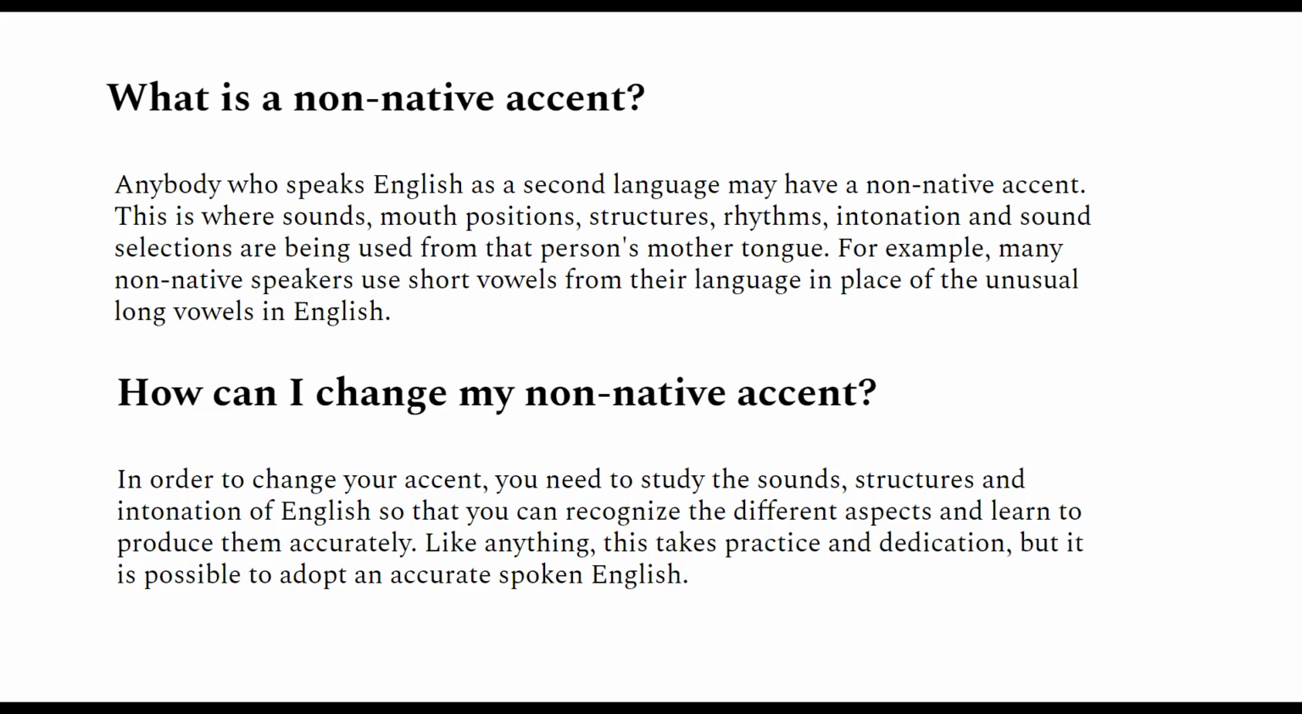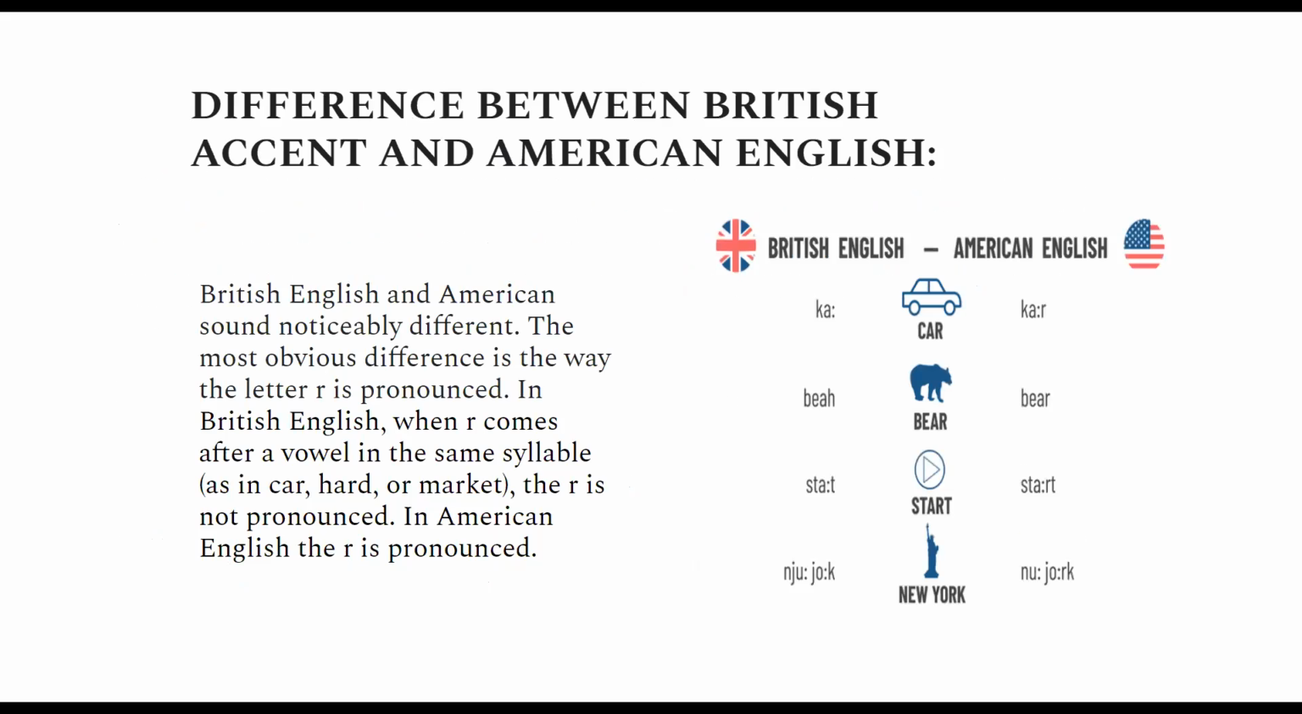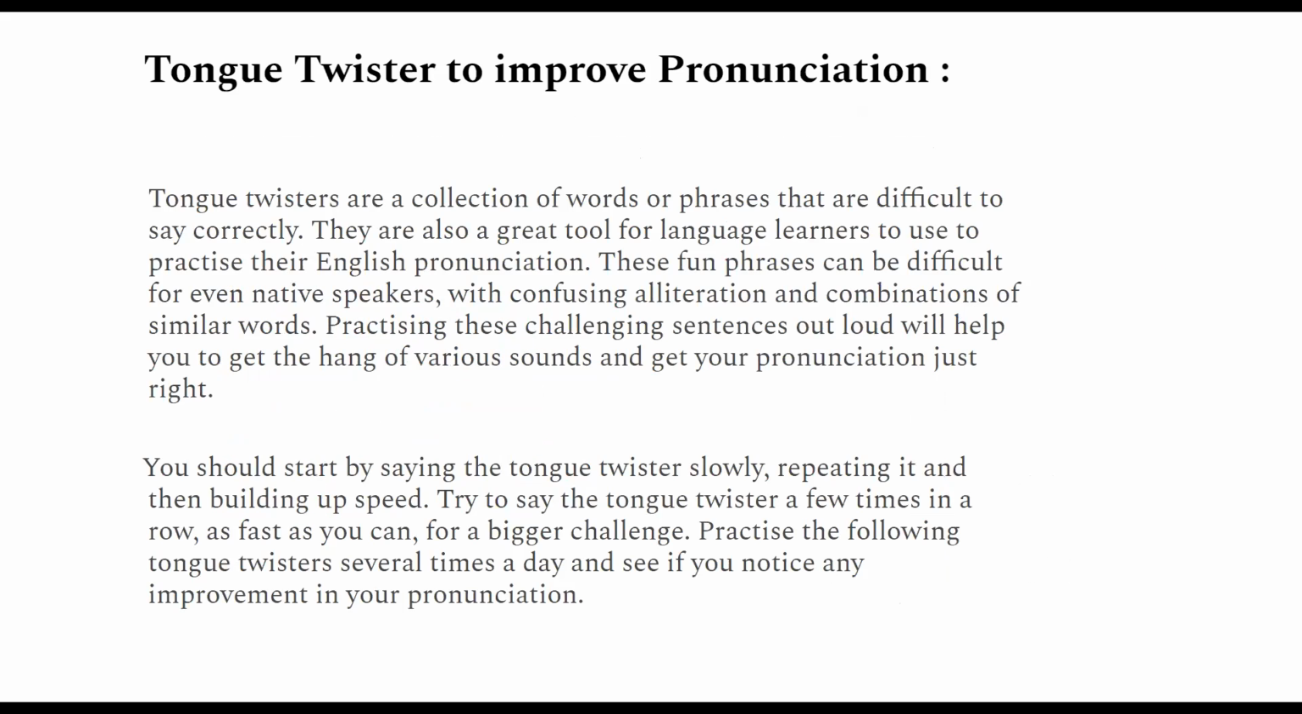How can we change our native accent? To change our native accent, study the sound structure and intonation of English. Practice daily in your day-to-day life. What is the difference between the British and American accent? Sound is the difference between the two accents. For example, in British English, when R comes after a vowel, the R is not pronounced. Examples: car, hard, market. In American English, they will pronounce the R: car, hard, market, like that.